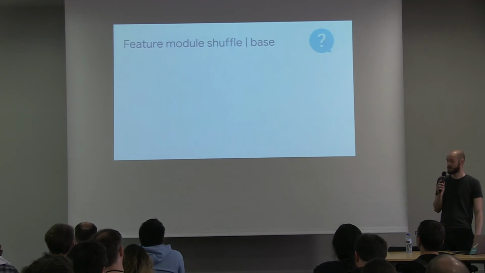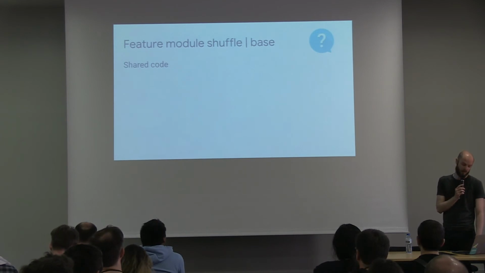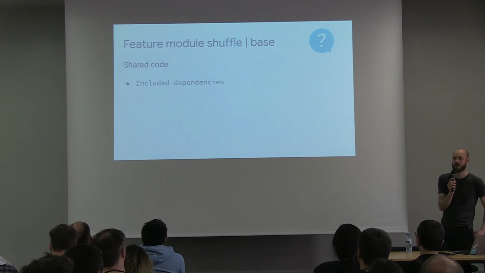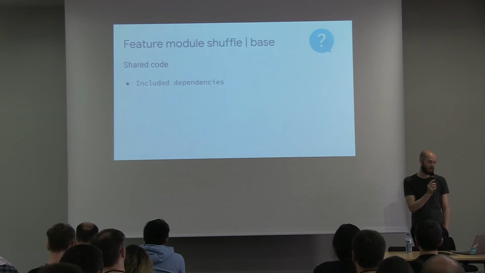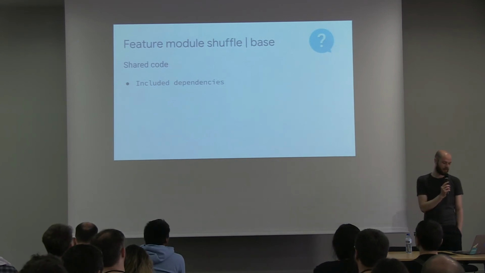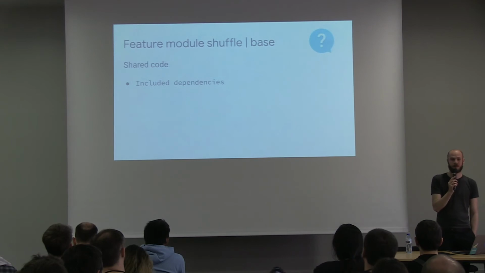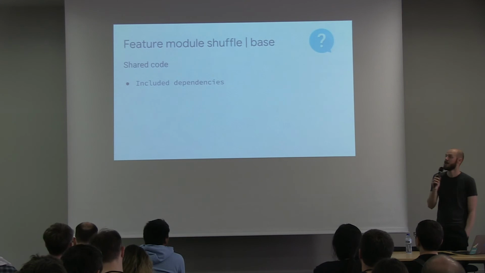So, for the base module, I've chosen to have all the shared code in there. So all the helper classes are in there, all the code that's being used for signing users in, and a couple of other things that I'm doing there. Also all the dependencies. Of course, you still can have dependencies on other libraries, like the design library, or whatever dependency injection or support libraries you're using.